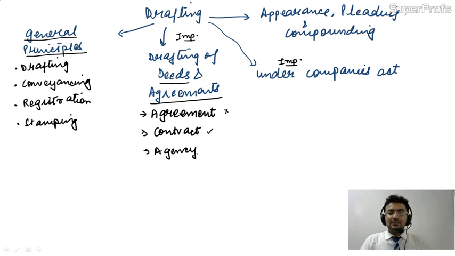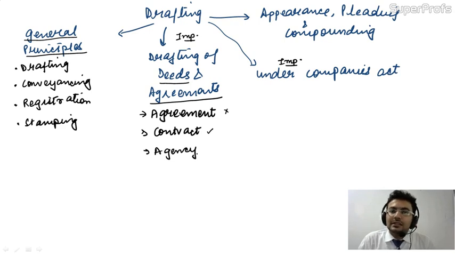How can a contract of agency be made? Agency. We people just know about the Indian agency, or whatever the gas cylinders which have been supplied to our home. We just know about that agency. You don't know about this kind of agency.